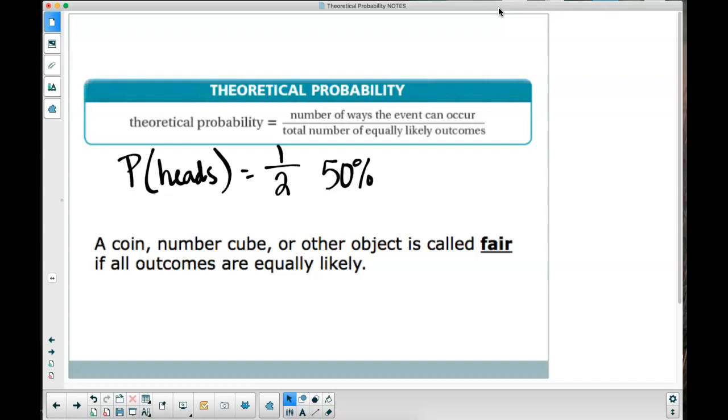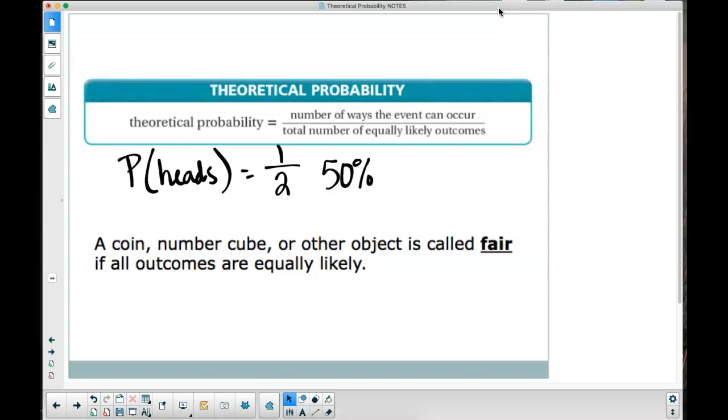Okay, a coin, number cube, or other object is called fair if all the outcomes are equally likely. When I look at a coin, it's fair because it has heads and tails. If I have a number cube or a die, it's fair because every side has a different number, and it's not weighted to roll on one side.